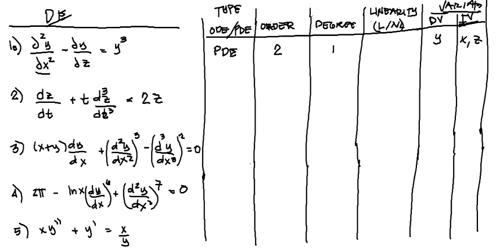Okay. And for the linearity, let's go back to the equation. We will only consider the terms with the dependent variable y and its derivative. By considering this part, it is linear, and this part is linear, but this third part here is raised to 3, which makes this whole equation a non-linear DE.